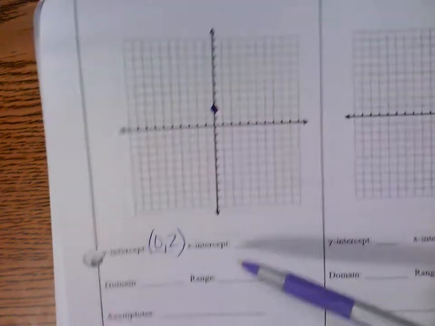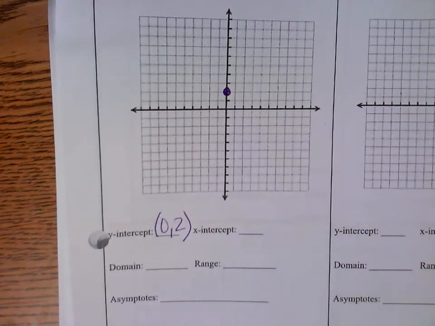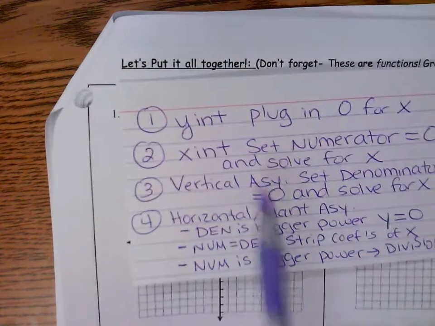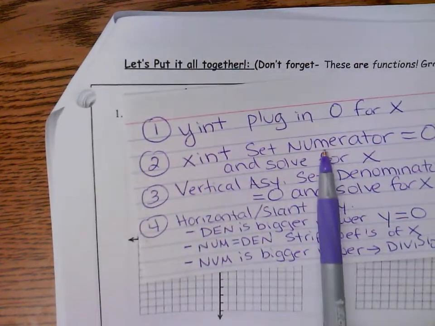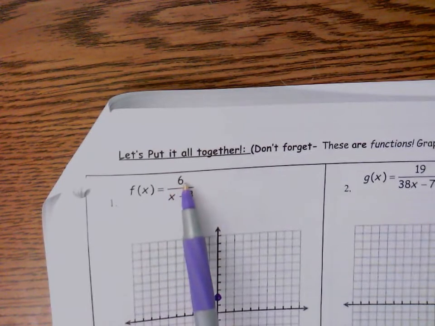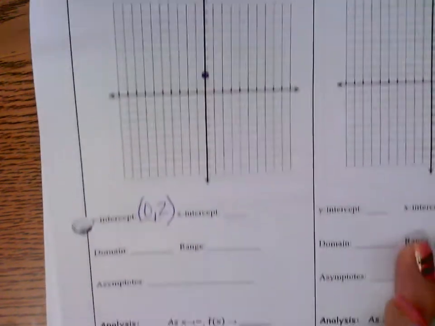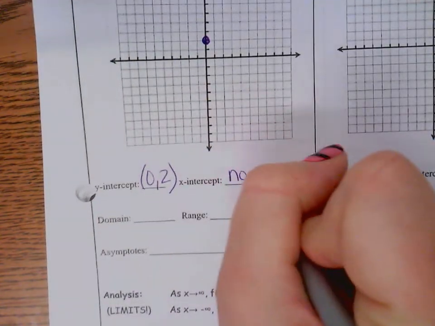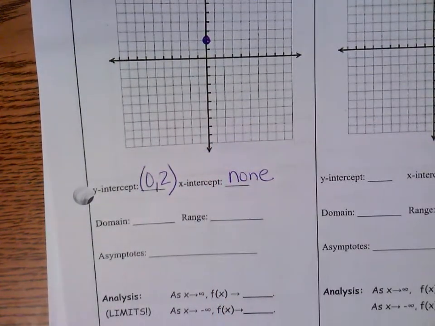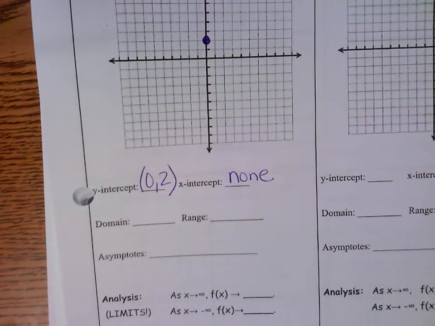My next step is to find my x-intercept. So how do I find my x-intercept? I set my numerator equal to 0. Well, this numerator is fixed, right? It's a constant function. It's always 6. So there actually will be none, right? There's no x-intercept, probably because of an asymptote. We're going to find that out.